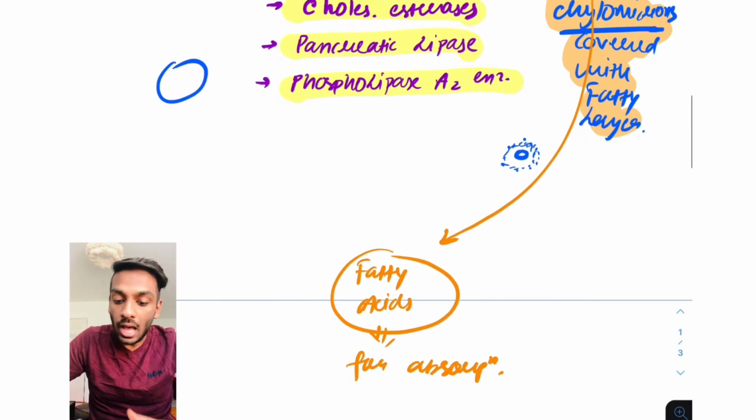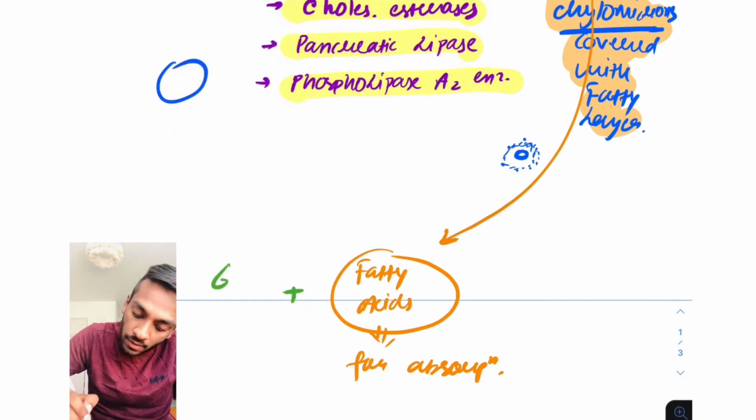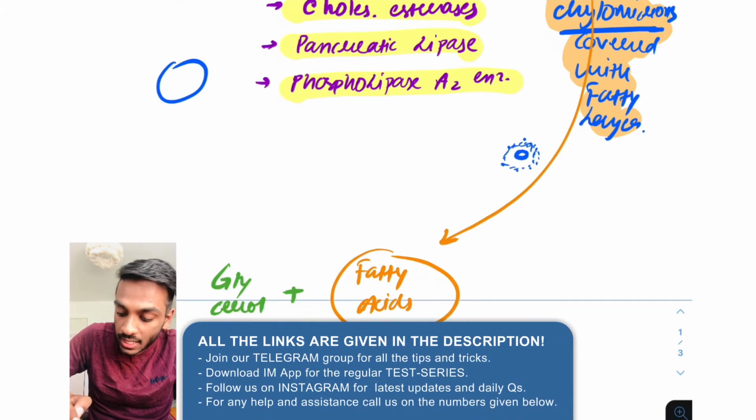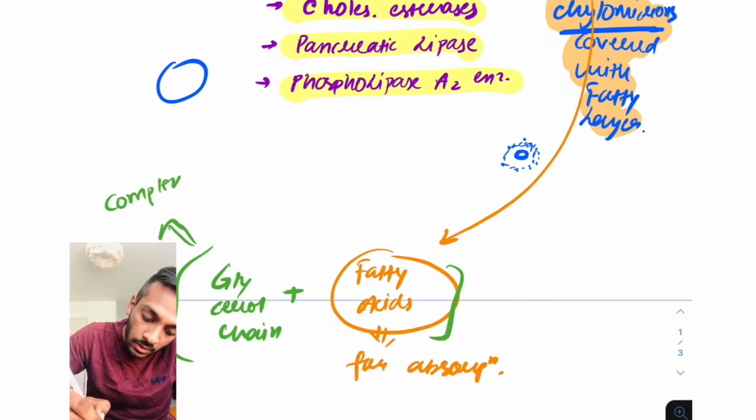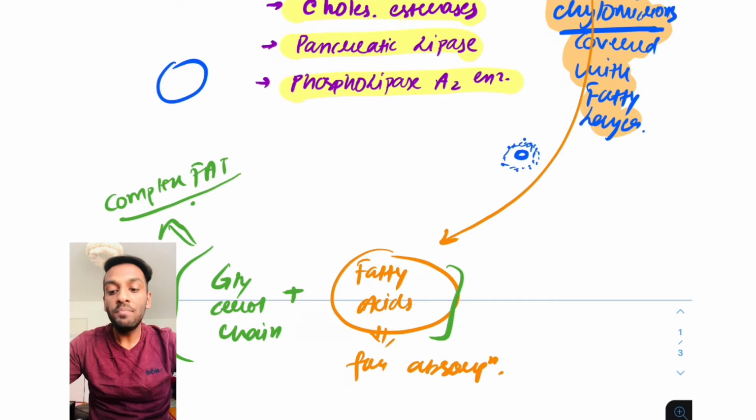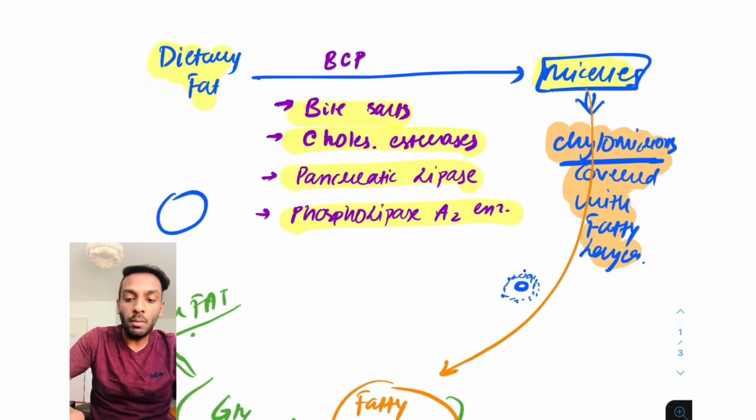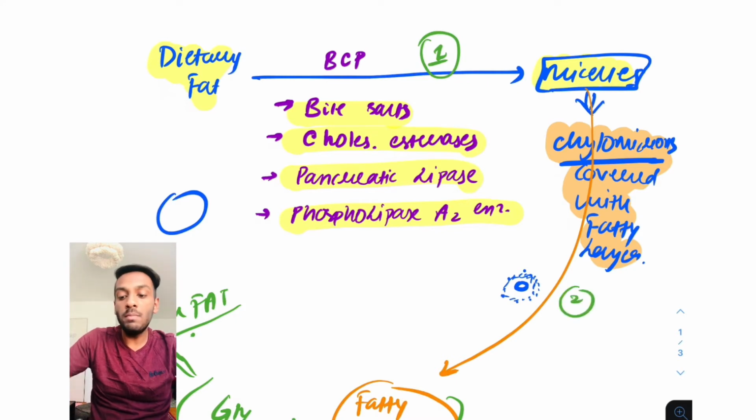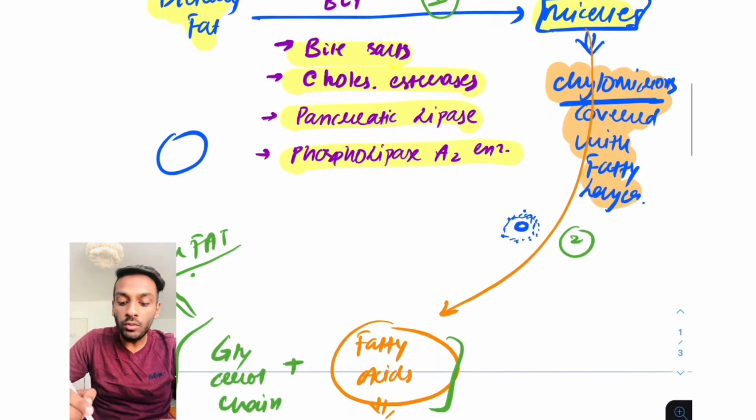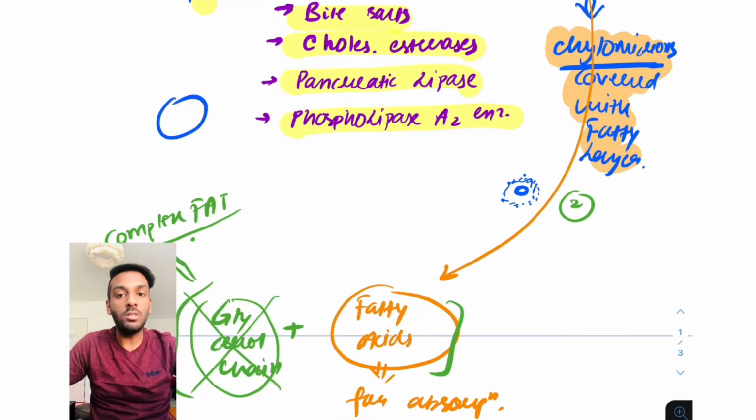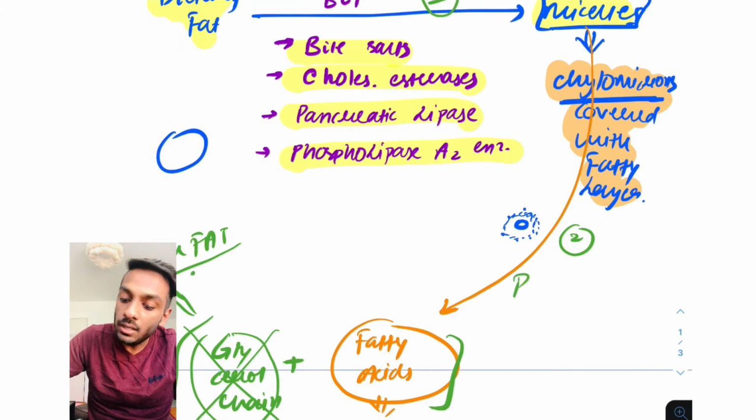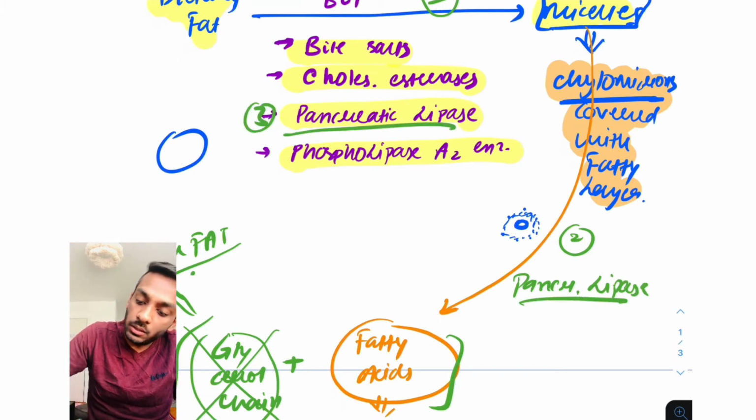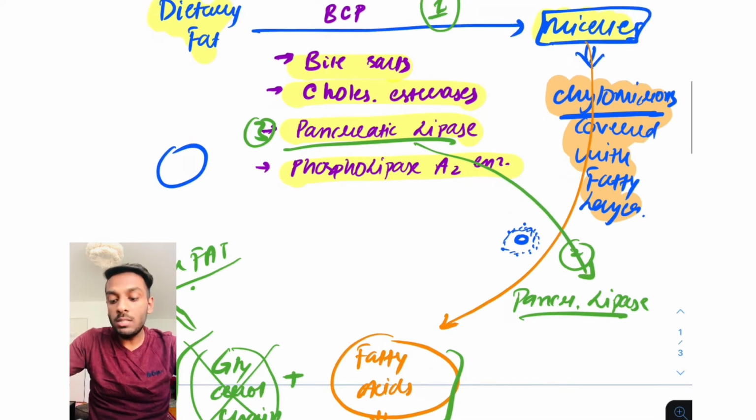Actually, if I add a glycerol chain to this fatty acid, it will again form the complex fat. So ultimately, in these two steps, from dietary fat to micelles, step number one, and then converting the micelle again into fatty acid, step number two, I have actually removed the glycerol chain. But how will this micelle be converted to fatty acids? Again the enzyme will be pancreatic lipase, the same third enzyme. This pancreatic lipase will convert the micelle into fatty acid.